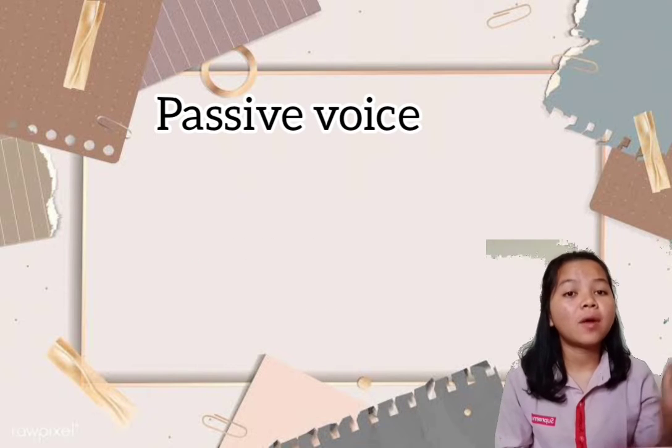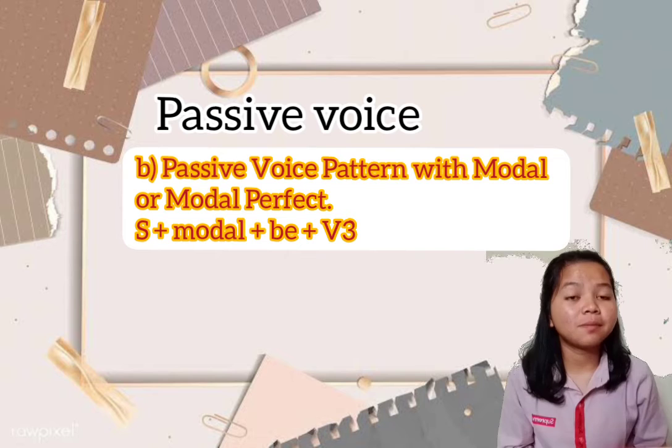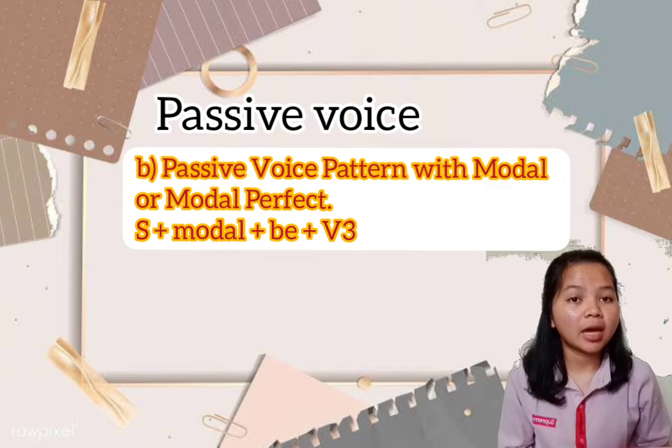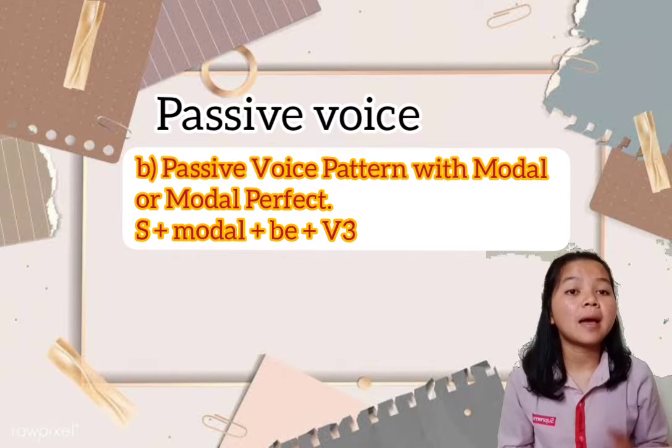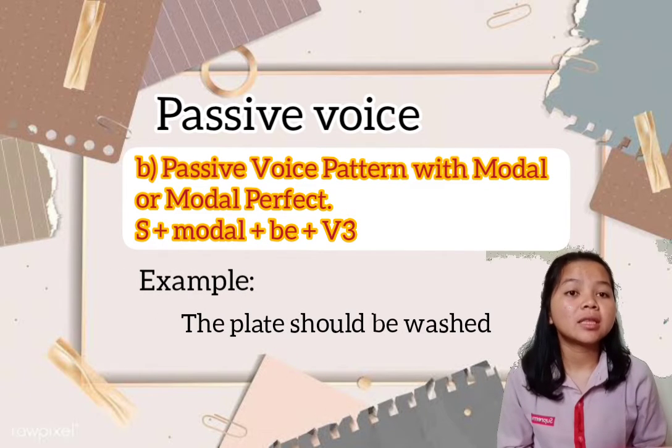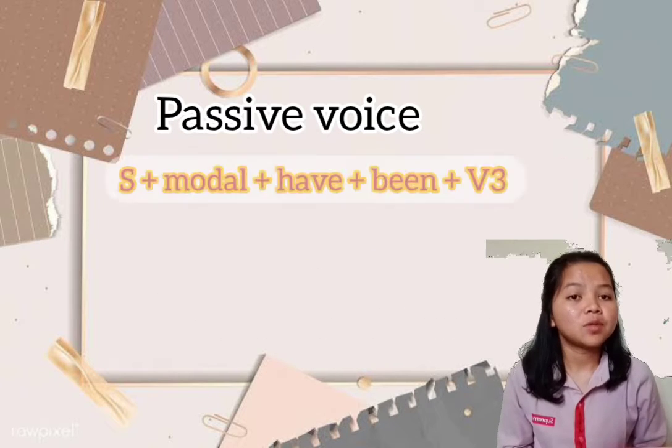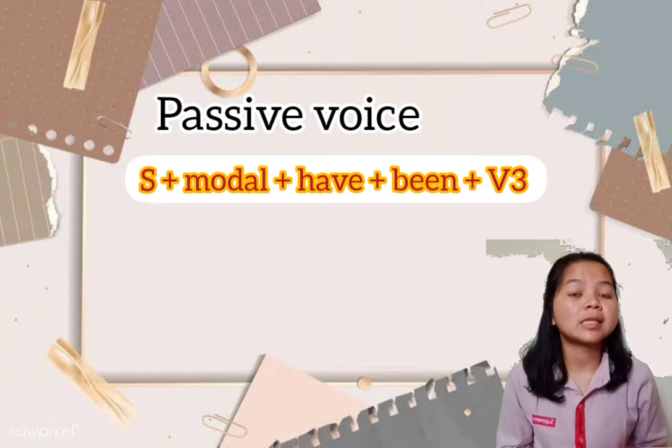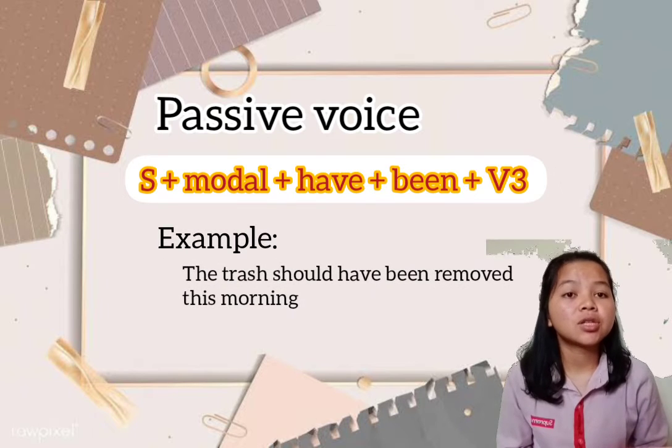And the second one is passive voice pattern with modal or modal perfect. That is, subject plus modal plus be plus verb 3. For example, the plate should be washed. Then, subject plus modal plus have plus been plus verb 3. For example, the trash should have been removed this morning.